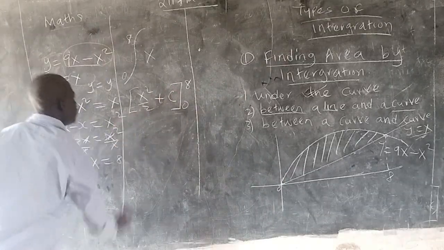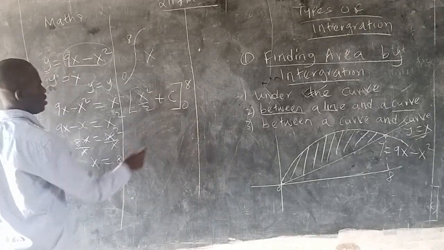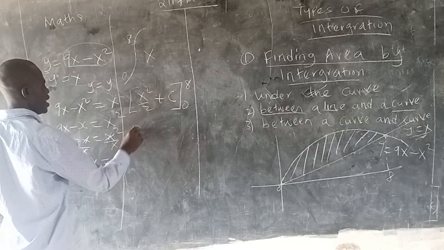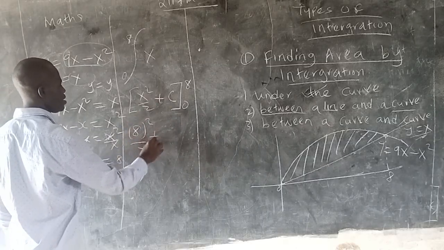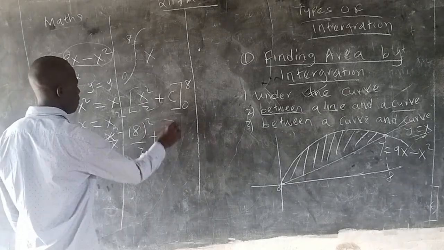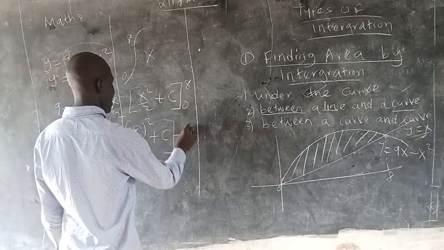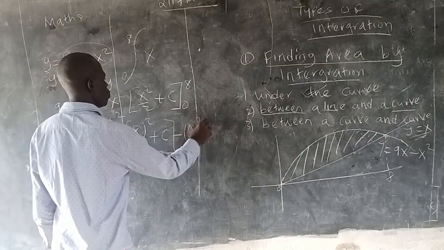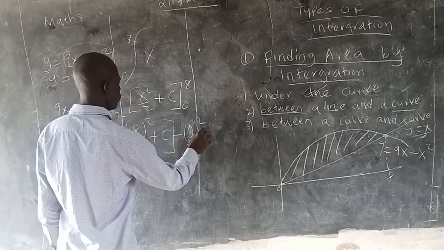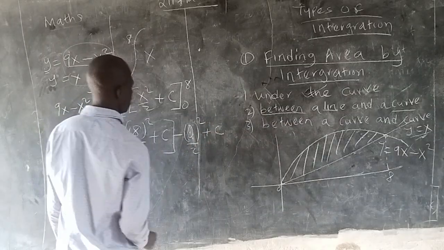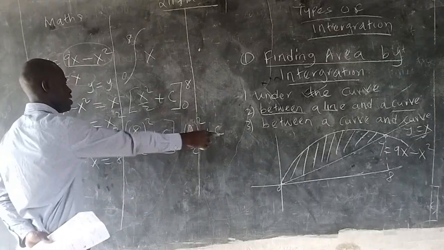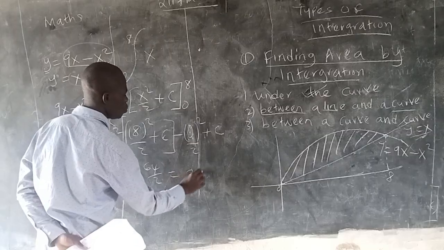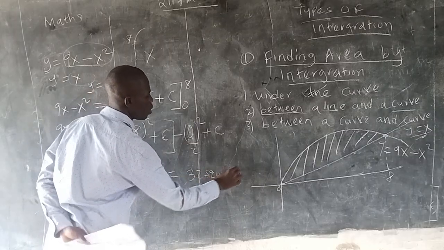So this means that when we integrate this, we begin with 8 squared over 2 plus c, minus, we replace 8 with 0, that is 0 squared over 2 plus c. So remember this one becomes 0, and c and c will cancel. So we have 64 over 2, which gives us 32 square units.